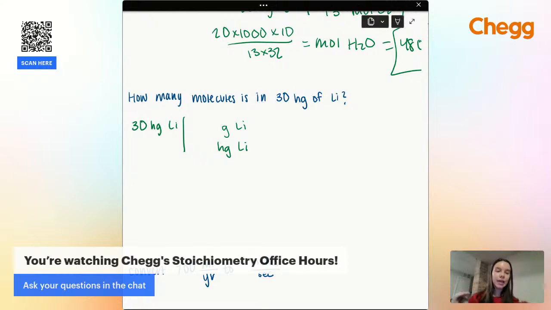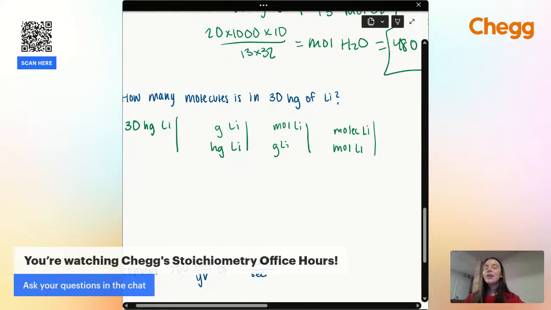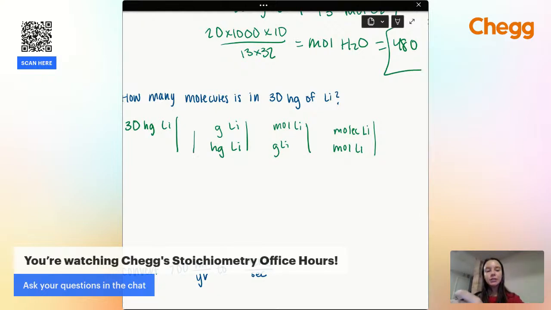That's because we always need to go to a base unit. Grams is our base unit. Hecto is just that prefix. Then we're going to go from grams of lithium to moles of lithium. And then we would go from there, moles of lithium to molecules of lithium. This is going to end up being a really big number, but it's going to be fine. Now, if you know those metric units, 1 hectogram has 100 grams.